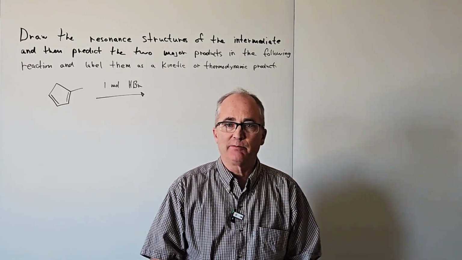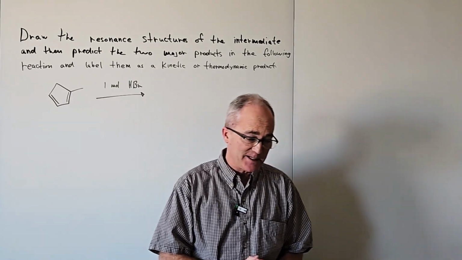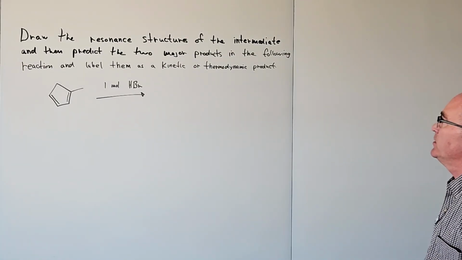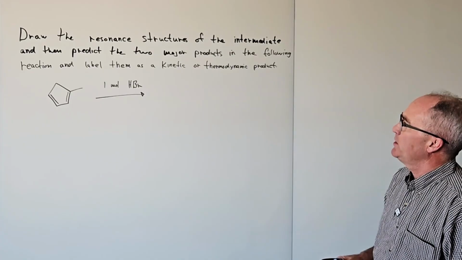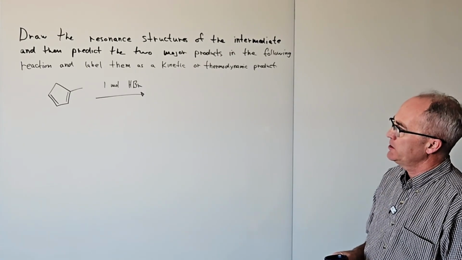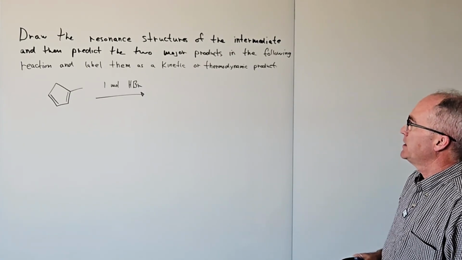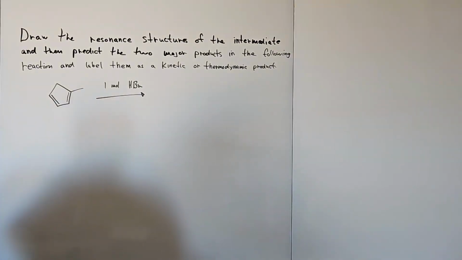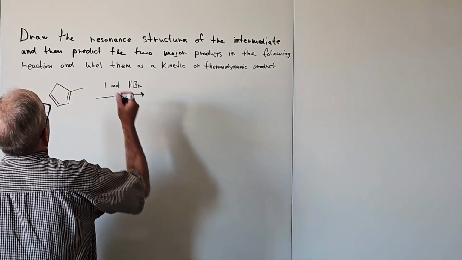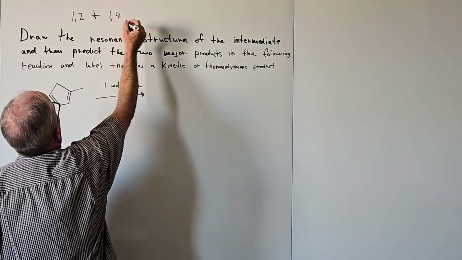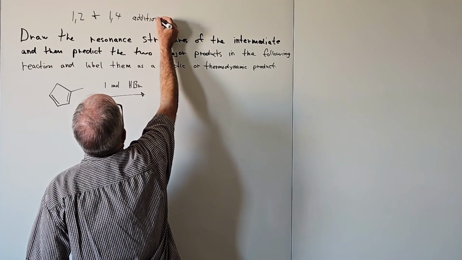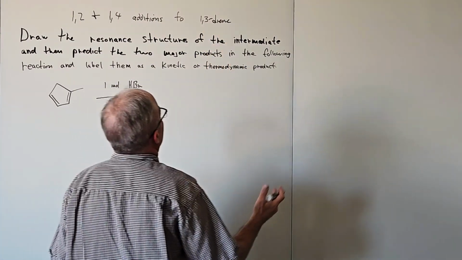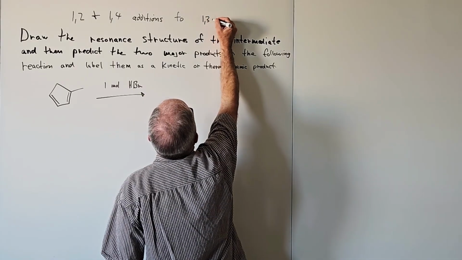This example problem illustrates what we went over last time to a good extent. Draw the resonance structure of the intermediate and then the two major products in the following reaction, and label them as a kinetic or thermodynamic product. So what we've been going over is 1,2 and 1,4 additions to 1,3 dienes.